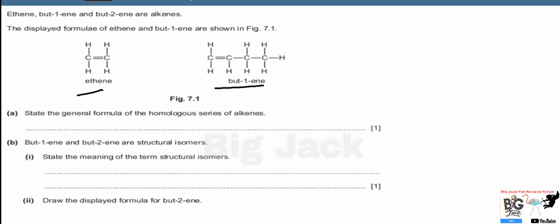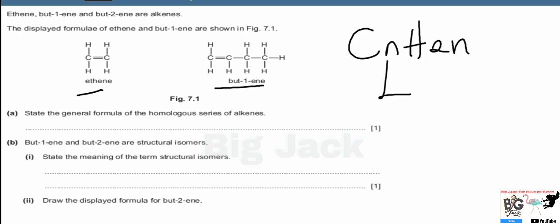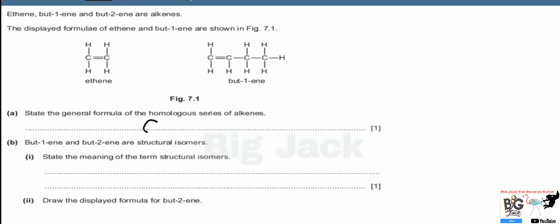Question A is saying, state the general formula of the homologous series of alkenes. The general formula of the homologous series of alkenes is CnH2n, where n represents the number of carbon atoms. So CnH2n is the general formula of all alkenes.